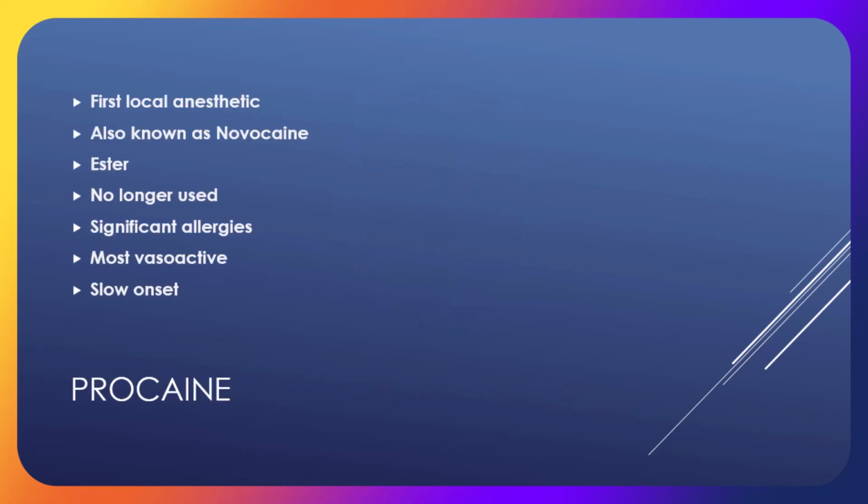Procaine is Novocaine. It was the first local anesthetic. That's why we talk about it. It's an ester. It's no longer used. There were significant allergies. Allergies were to the metabolism and the byproduct PABA. It was the most vasoactive, but it had a slow onset. Stopped in the 50s. So when people say they're allergic to Novocaine, they're really not. I'm not going to argue with them, but it hasn't been around since the 50s, and we don't use it in dentistry in the United States.